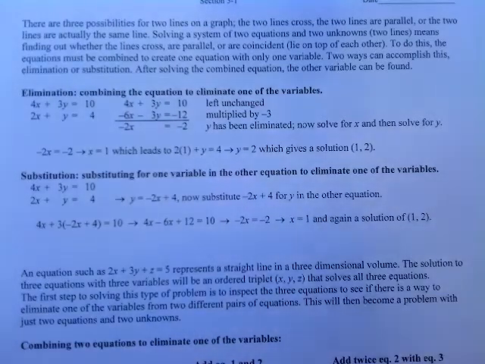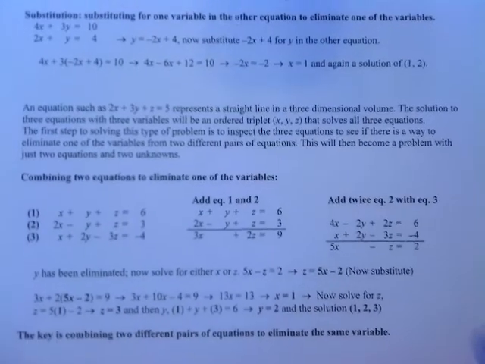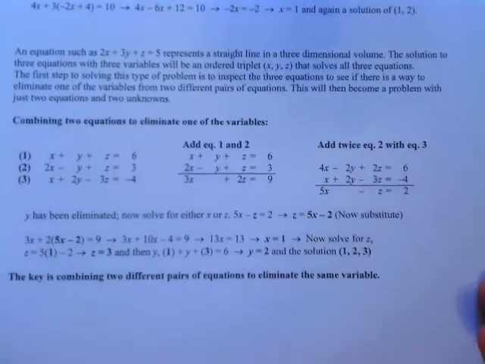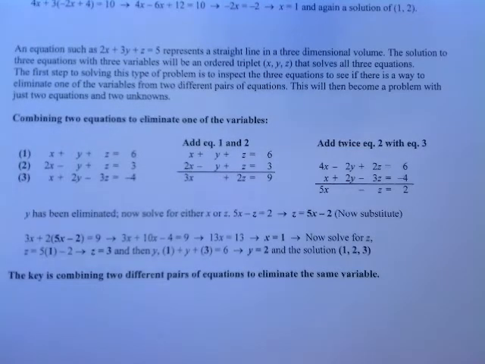Now, extending beyond that, suppose we go to the situation in which we don't have just two equations and two unknowns, but we're going to have three equations and three unknowns, x, y, and z. This would represent a straight line in space, not on a plane, but in the dimensions of a room. The solution to the three equations with three variables will be an ordered triplet, x, y, and z. And again, that has to solve all three equations.